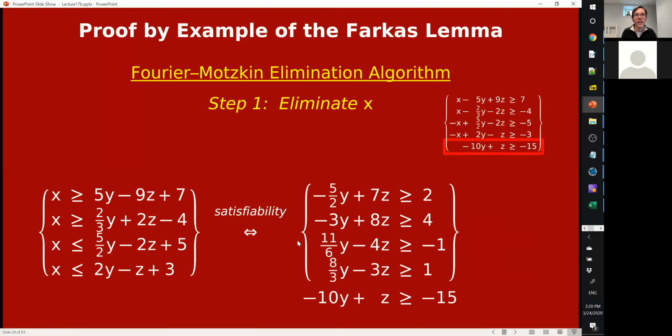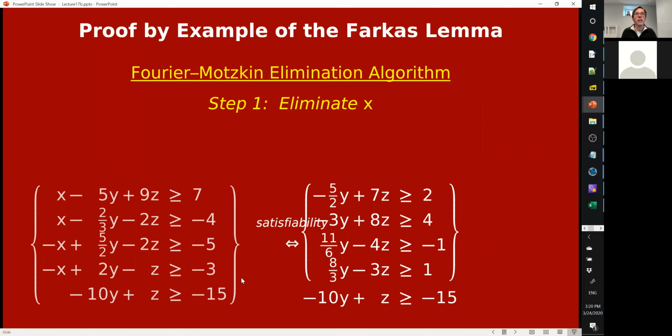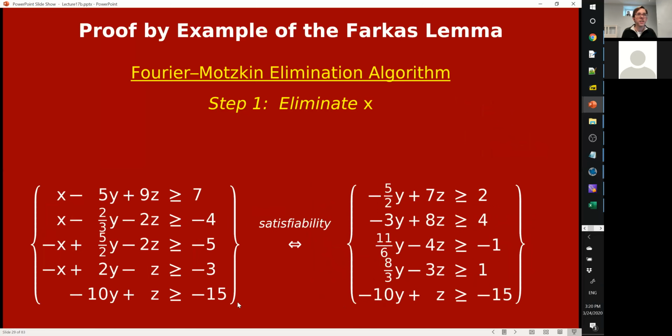And we've actually done it. We've shown that this initial system with the x's is going to be satisfiable if and only if this new system with no x is satisfiable. Okay, so we've successfully eliminated x. Okay, any questions about this? Okay, great.